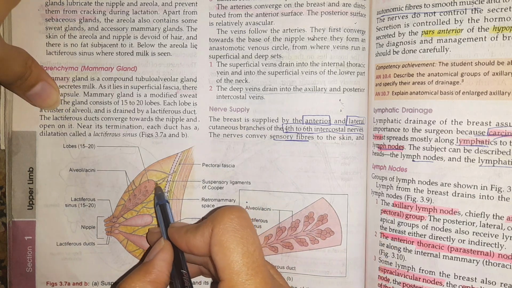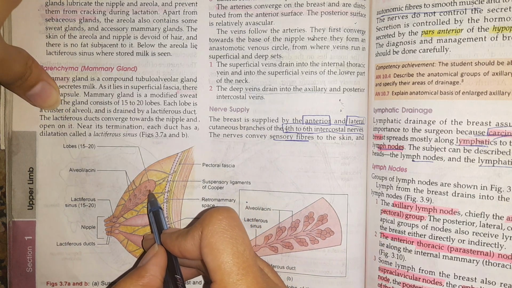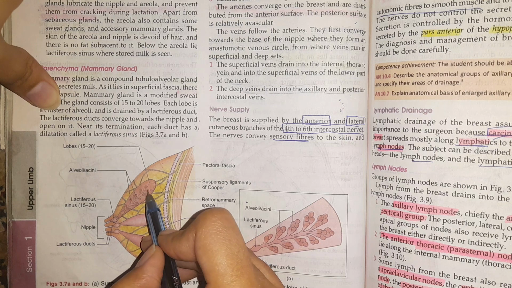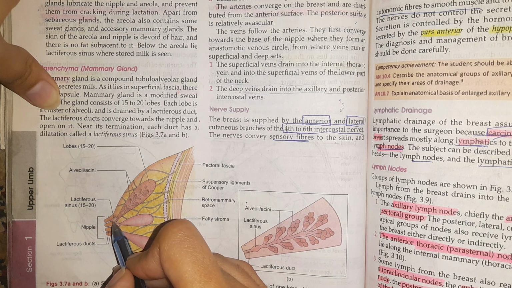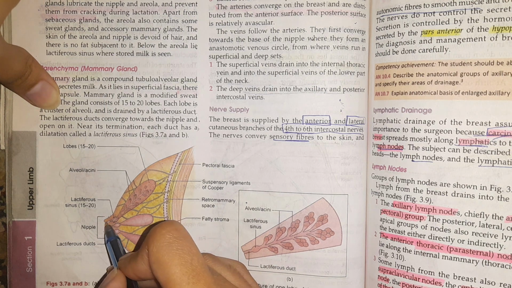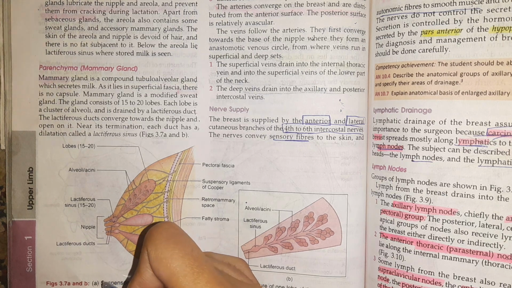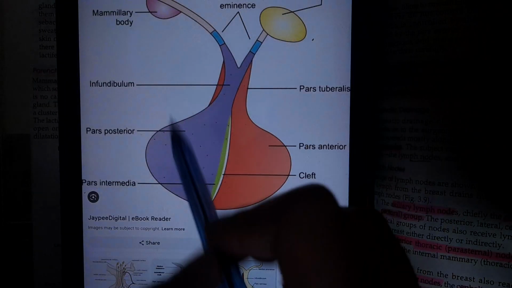Then prolactin will act on these tubuloalveolar glands. In these glands, the milk will start to be produced. Then it will go towards the lactiferous sinuses. Then the sinuses will open into lactiferous ducts, which will open to this region. So I was talking about this region.